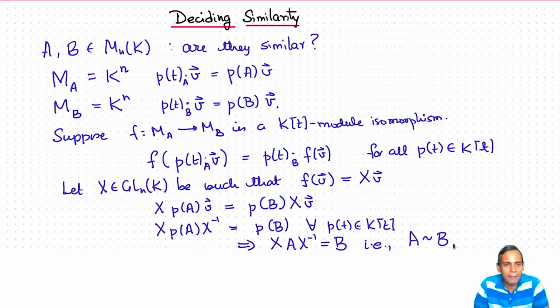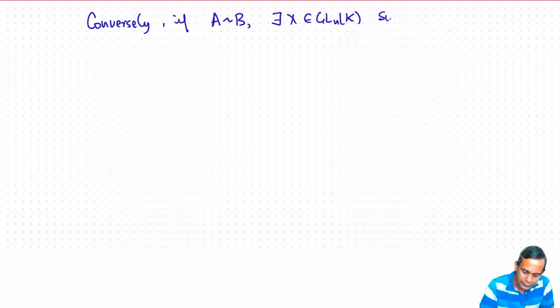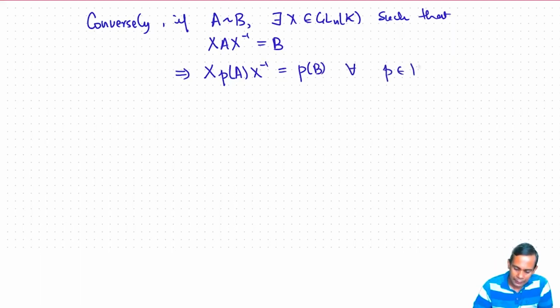So what we've seen is that if M_A is isomorphic to M_B as a K[T]-module, then A is similar to B. Conversely, suppose A is similar to B, then there exists X in GL_n(K) such that X A X inverse is equal to B, but this also means that X P(A) X inverse is equal to P(B) for every P in K[T].